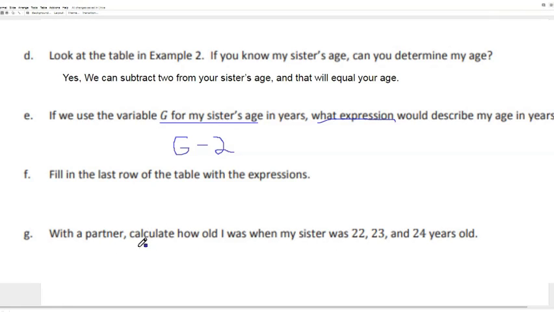All right, so hopefully you have, when my sister was 22, I was 20. When she was 23, you should have 21. And of course, when she was 24, I was 22. And there you go, those are the 3 different ages respectively. All right, so that's it for that example. Let's go ahead and stop the video. We should be going over one more example with this material.